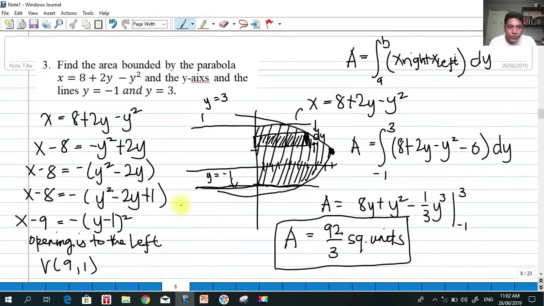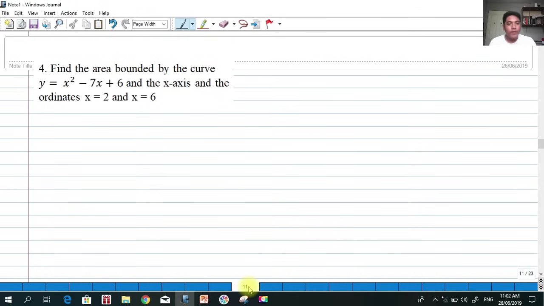Alright, so let's continue. For number 4, we have: find the area bounded by the curve y equals x squared minus 7x plus 6, and the x-axis, and the ordinates x equals 2 and x equals 6. So again, it's the same kind of problem. We have to identify the vertex of this parabola.